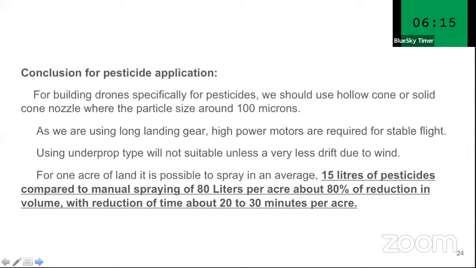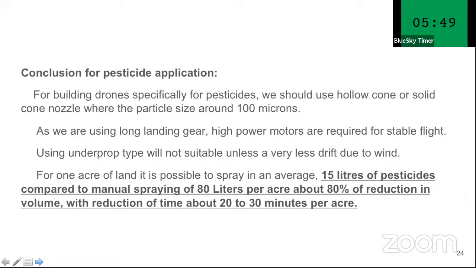Now, as far as the pesticide application, the conclusions are that for building drones specifically for pesticides, we should use hollow cone or solid cone nozzles, where the particle size is around 100 microns. As we are using a long landing gear, high power motors are required for stable flight. Using the underprop type will not be suitable unless very little drift due to wind is present. So it is better to use the long landing gear version for this particular application.